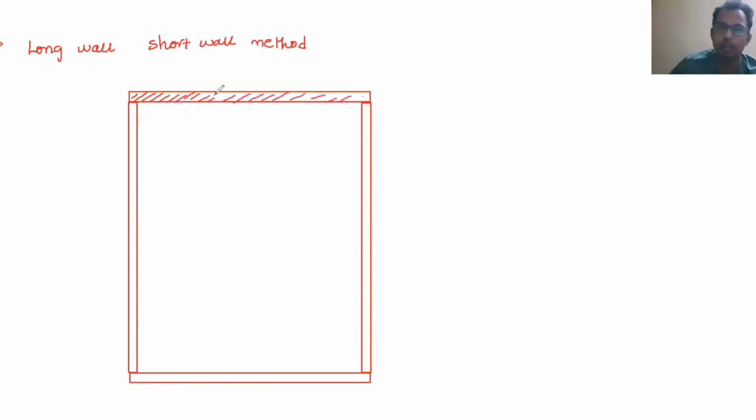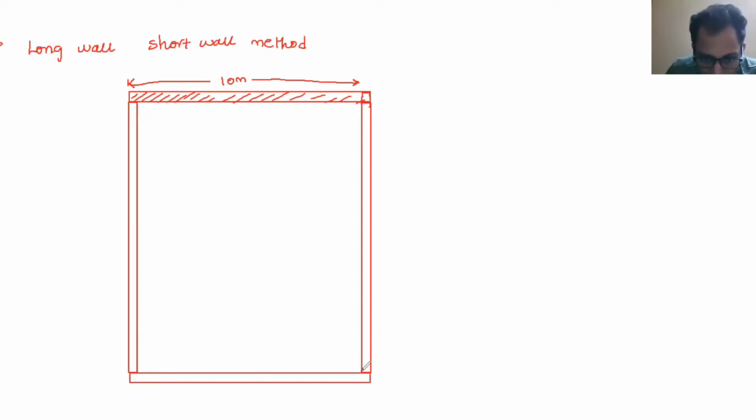Let this be 10 meter. For example, for our calculation, I am saying this is 10 meter. Okay, this is 10 meter, and this is, let this be, so I will take it like this.